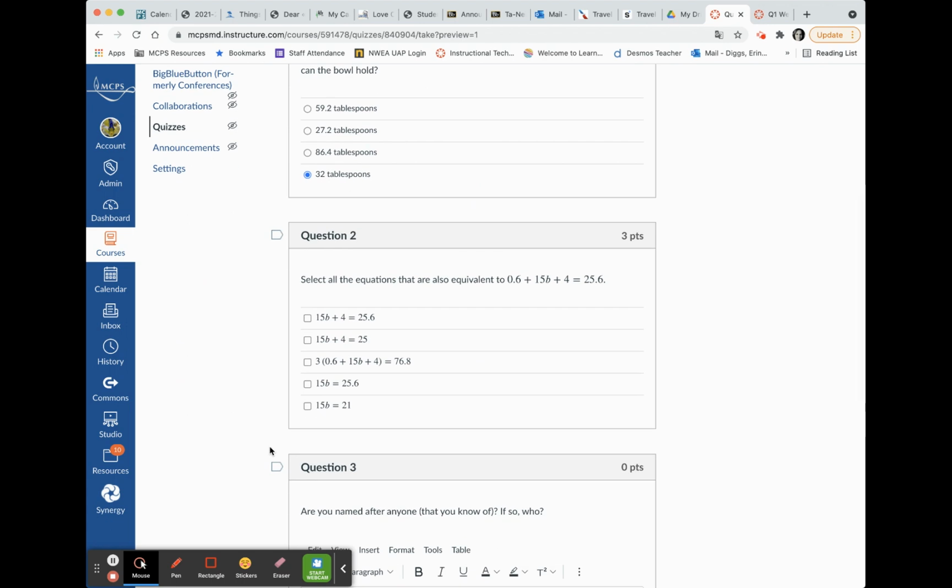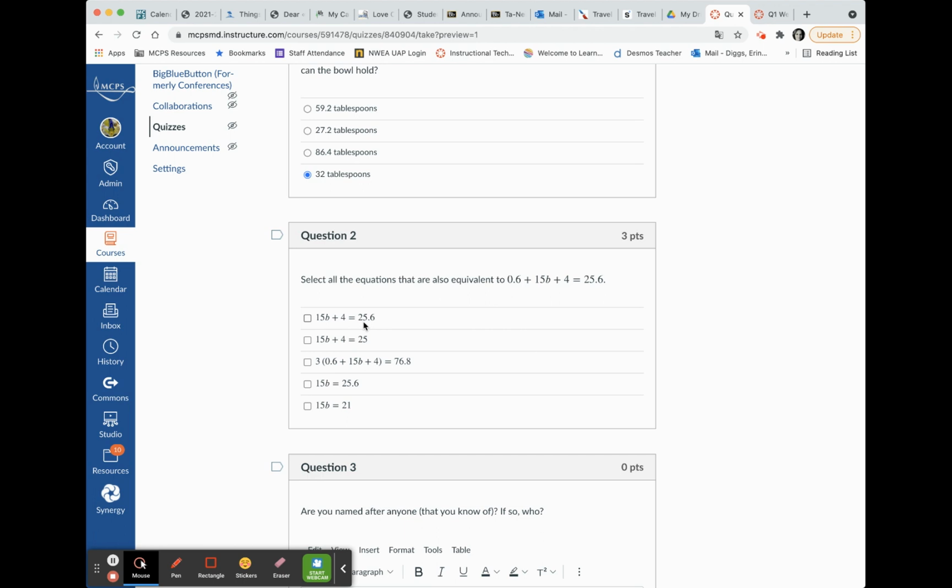For the second question, it says select all of the equations that are equivalent to 0.6 plus 15b plus 4 equals 25.6. So for this problem, we need to think about how an equivalent equation is when I do the same thing to both sides and it makes another equation that is true.